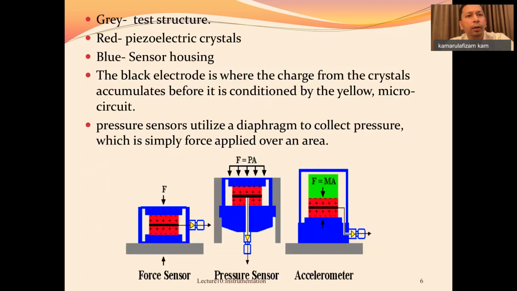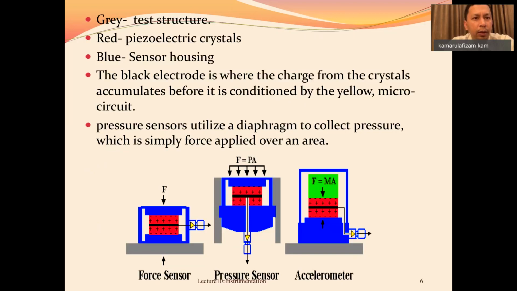So how can this piezo material be used as a sensor? If you refer to the diagram over there, you have three different sensors: a force sensor, a pressure sensor, and an accelerometer. Those three sensors are constructed using the very same material. Look at the red item. The red material is the piezo crystal, the gray is the test structure, and the blue is the housing.